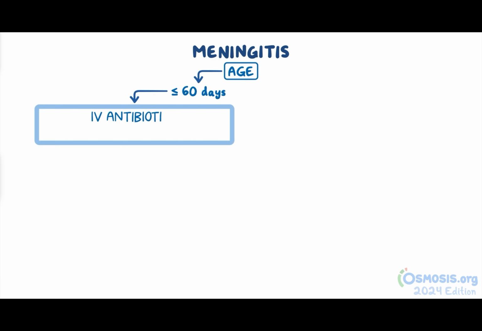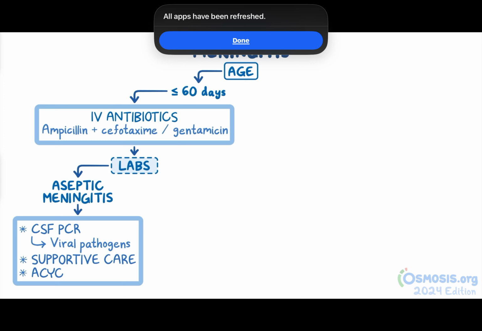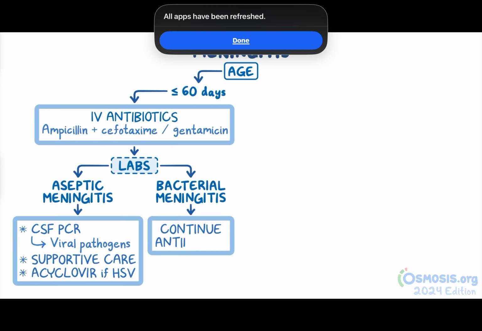All right, as a quick recap, if you suspect meningitis, first consider your patient's age. Infants 60 days and younger should receive empiric IV antibiotics, including ampicillin in combination with cefotaxime or gentamicin, pending culture results. If labs suggest aseptic meningitis, order a CSF PCR to identify viral pathogens, provide supportive care, and add acyclovir if PCR identifies HSV. However, if labs suggest bacterial meningitis, continue antibiotics.